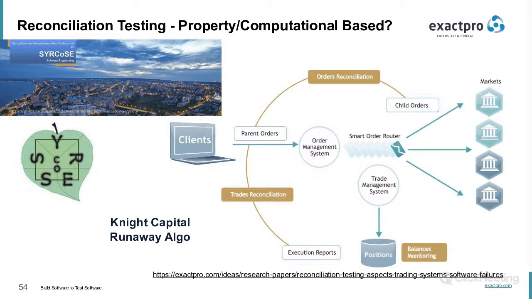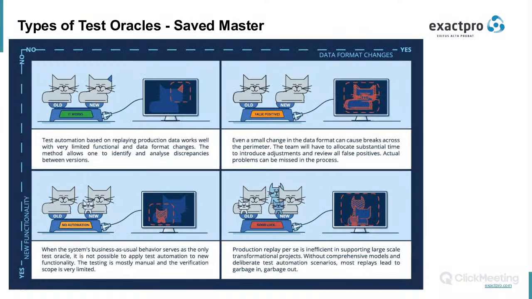We can reconcile orders and execution reports. We can reconcile orders and market data, etc. So this type of test oracle falls under property computational based types of test oracles.